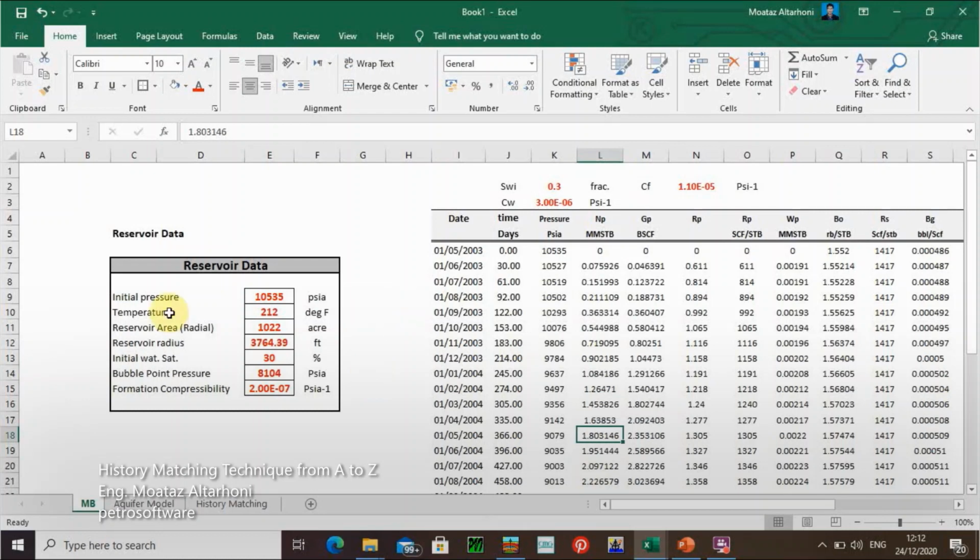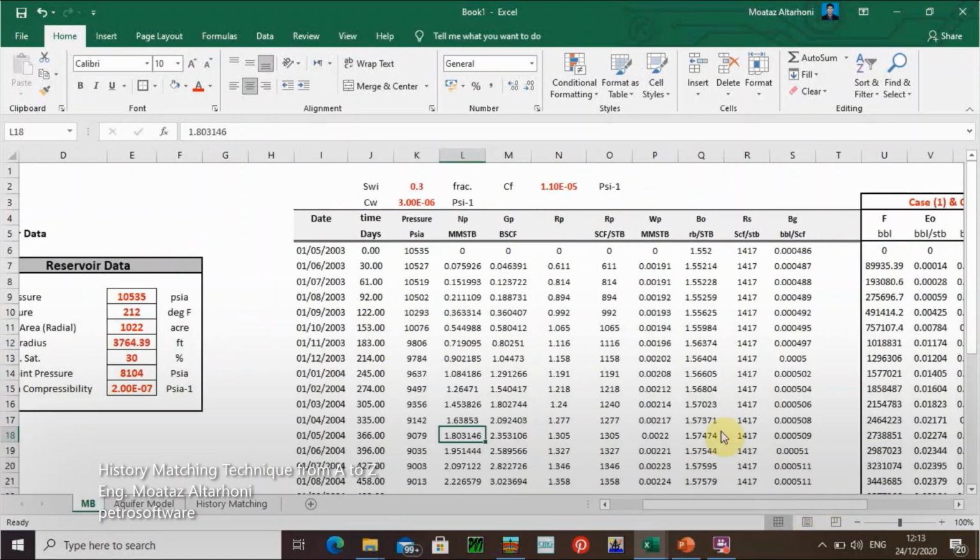Here in my case study, I have reservoir data. Initial reservoir pressure is 10,535 psia, and the reservoir temperature is constant. The reservoir temperature is always constant, and that's the assumption of the material balance technique. It's 212 degrees Fahrenheit, and we have a reservoir area and reservoir radius and initial water saturation and the bubble point pressure and formation compressibility.